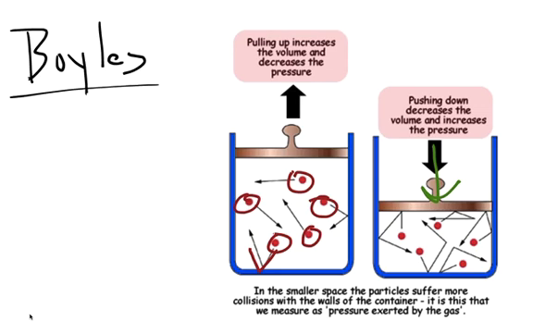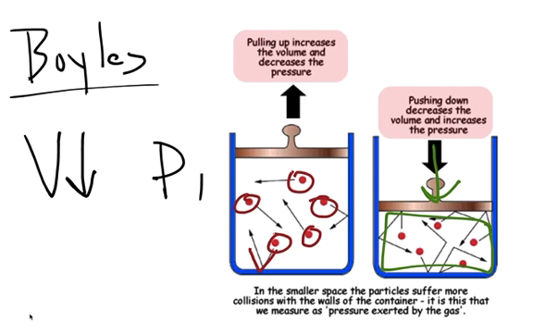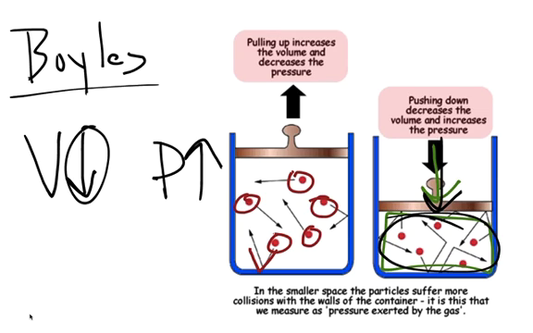So again, pressure is the collisions with the sides of the container. If there's less room for the gas molecules to move around, there's going to be more collisions, and a higher pressure. So that gives us a relation between these values. As the volume goes down, the pressure goes up. We have less room, there's more collisions. If one goes down and the other one goes up, this is called an inverse relationship.